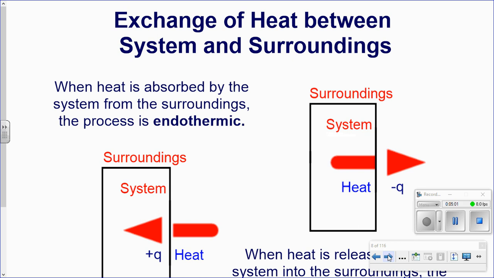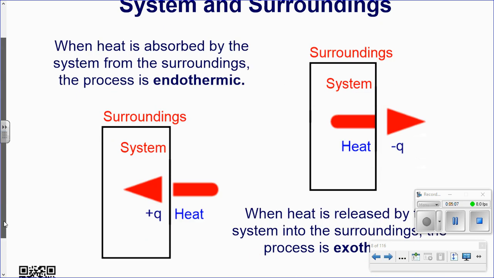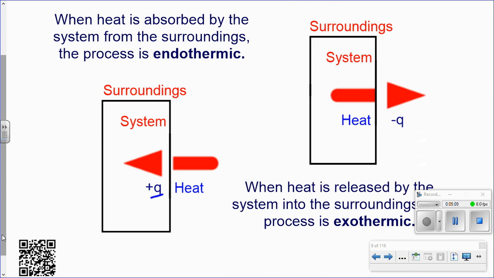Okay? The exchange between system and surroundings, this is just a graphic on this. We'll go into this a little bit more. But I want to show you something, okay? Q is first heat. Heat is Q. Notice, guys, anytime energy goes in, it's positive. Anytime energy comes out, it's negative. This is endothermic. This is exothermic. Okay? So we have to deal with that too.